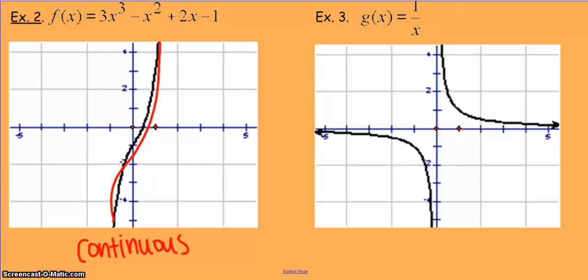All right, let's look at example number 3. So we have g of x equals 1 over x. All right, so can I draw this without picking up my pen or pencil? And the answer is no, because if I start to, obviously I have a big element in this graph, and that would be an asymptote. So this is not continuous.